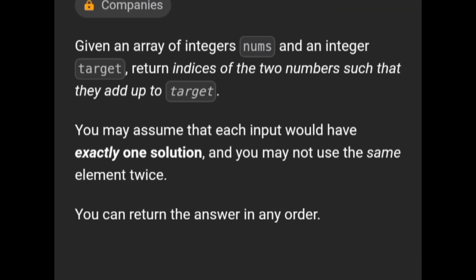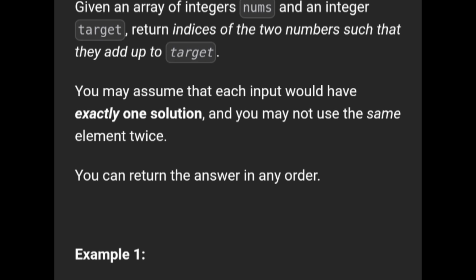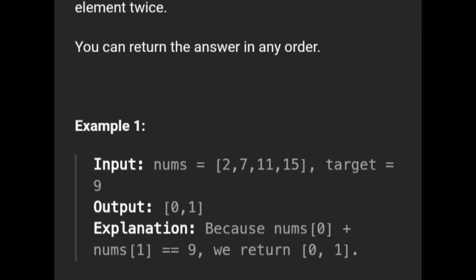The problem states that given an array of integers of finite size and an integer target, we need to return the indices of two numbers from the array such that they add up to the target. It is essential that we do not select numbers located at the same index. The indices must be distinct. You can return the answer in any order. So the array that you're going to be returning can contain the indices in any order. It does not matter. Let us go over a couple of test cases.